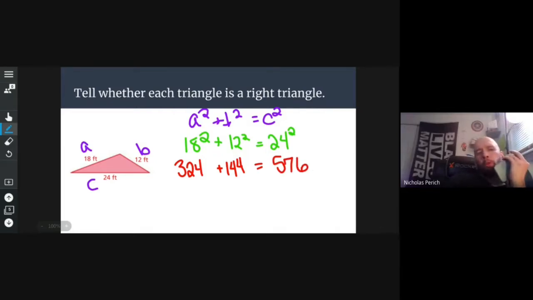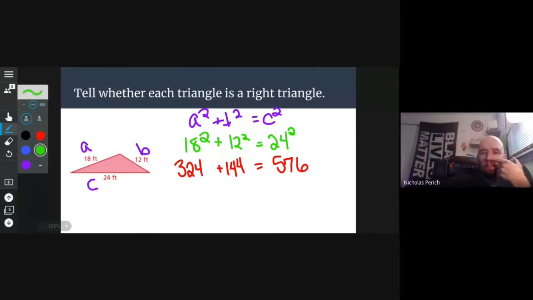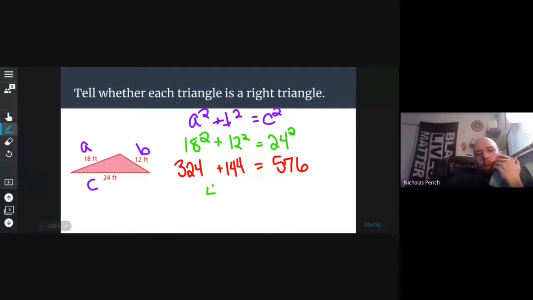324 plus 144. It's 468. So on the left side, I get 468. On the right side, I get 576. Do they equal each other? No, which means it's not a right triangle.